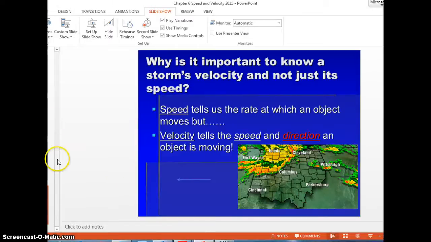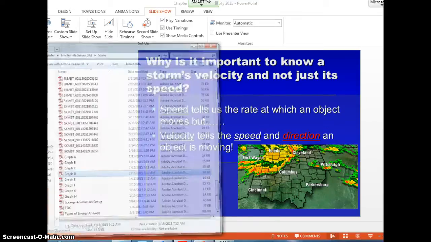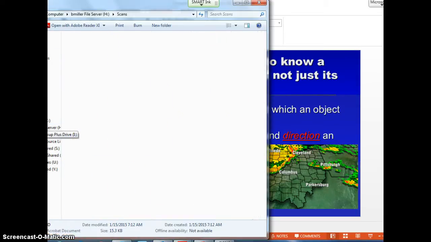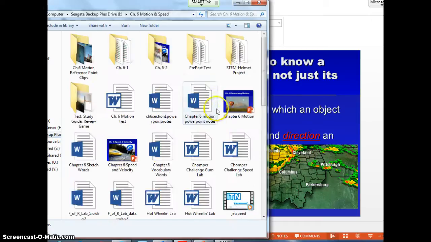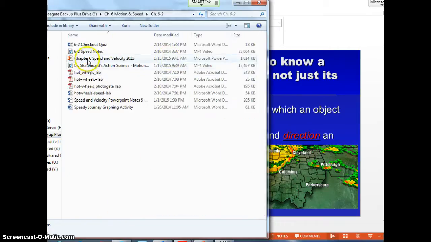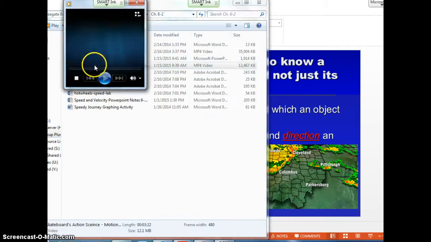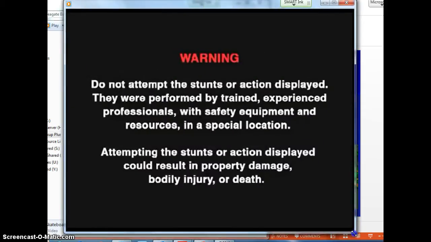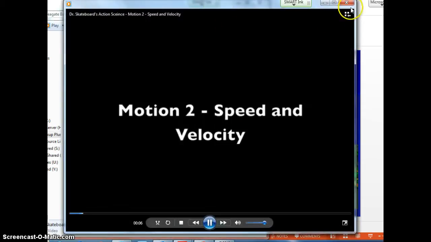Now, let's see if I can get that last clip up here. Let's see if we can find it. I'm going to pull up a different file here. Computer, let's go into speed and motion, and let's take a look at this guy right here. He's going to talk about speed and velocity related to skateboarding.